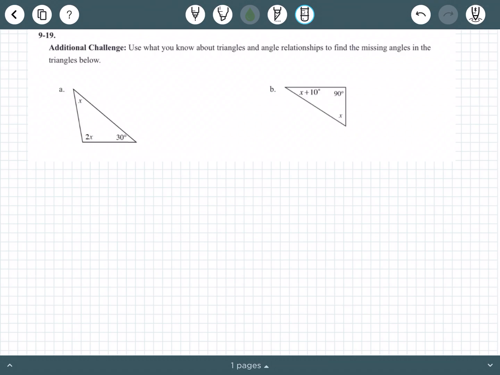All right, for 919, this is an additional challenge, and it tells us to use what you know about triangles and angle relationships to find the missing angles in the triangles below. All right, let's have a look at part A first. So part A, we do have our three angles since it is a triangle.